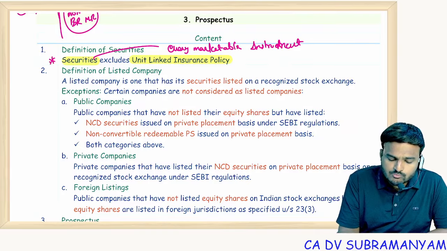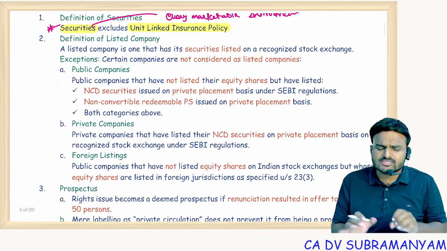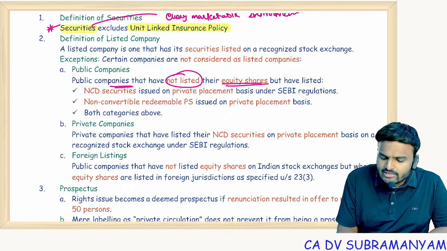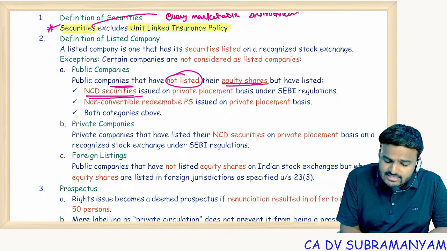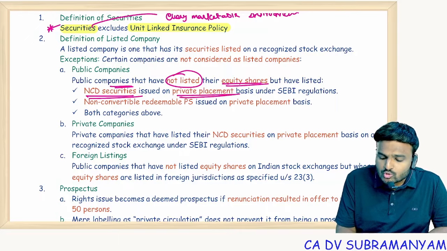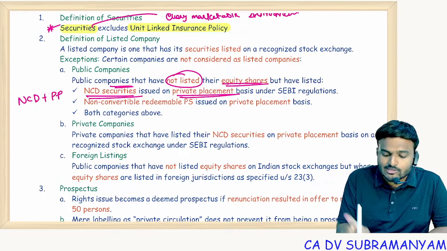You remember this point, very important. And definition of listed company, this time I'm expecting this one. These exceptions, the combination you see: a public company has not listed its equity shares but has listed its NCDs. NCD means non-convertible debenture securities which were issued on private placement. Remember the equation, NCD plus private placement, not public offer.